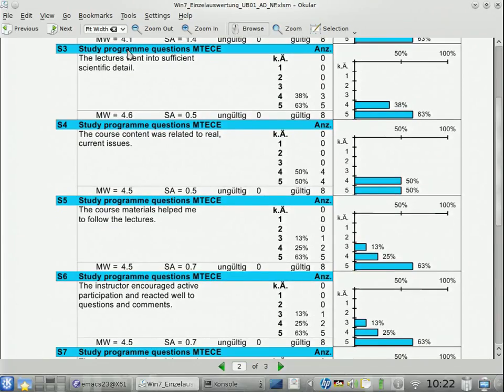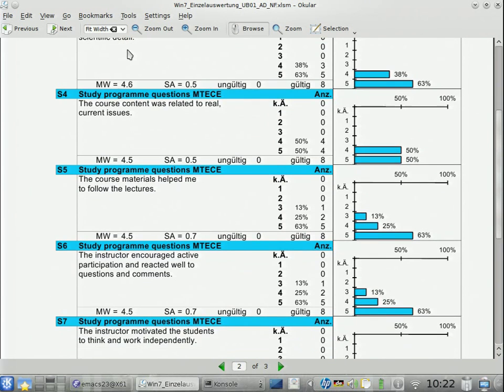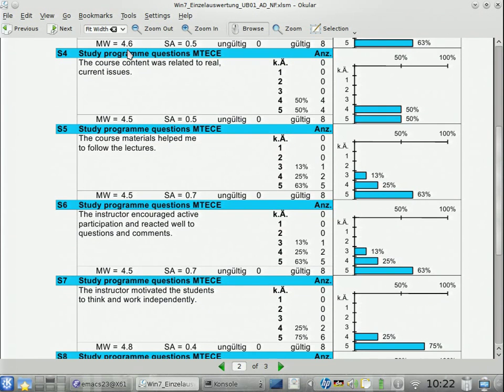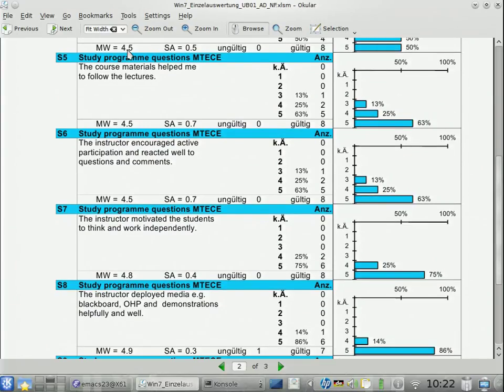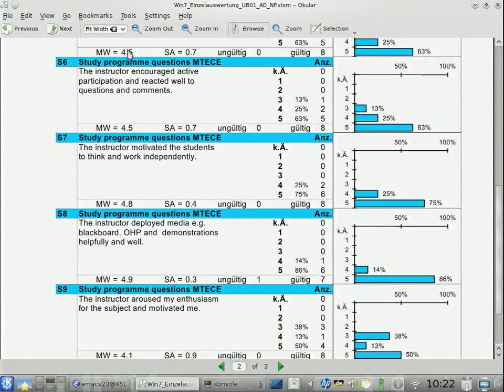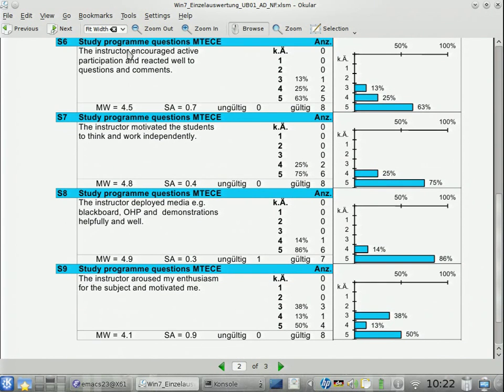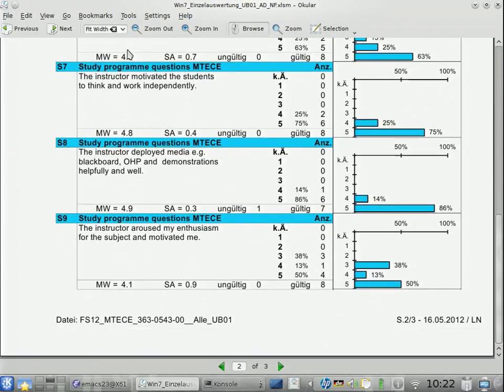So, encourage active participation. That's also in the normal range. Motivated, think independently, instructor deployed, media, fine. Enthusiasm. Here you see maybe a bimodal distribution. There is a peak of this. Why is there a lack of enthusiasm on your side? That could be another question, number 3.